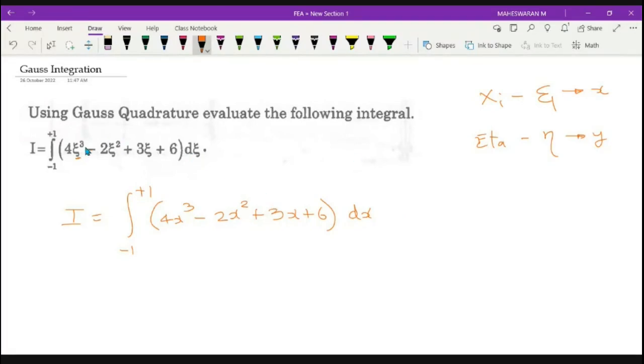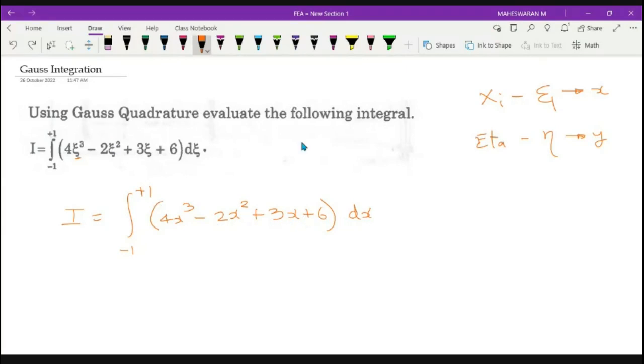Sometimes in the question they will give both xi and eta. For example, in this same question, if they give xi cube eta, it means x cube y. Right? So that is the difference. Eta means y axis, xi means x axis. So in the problem we are converting this. So this is my term: I is equal to integral from minus 1 to plus 1 of 4x cube minus 2x square plus 3x plus 6.